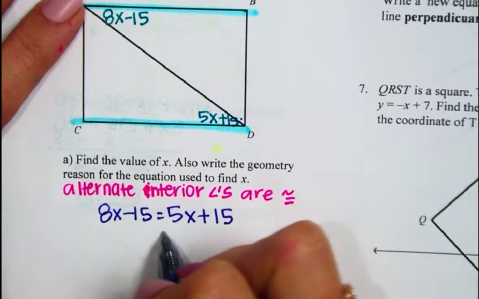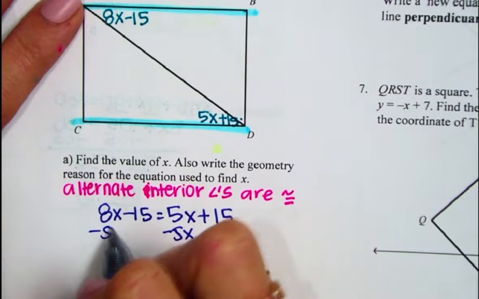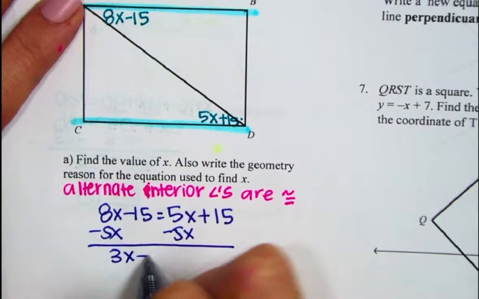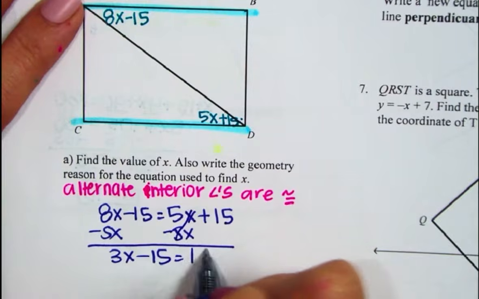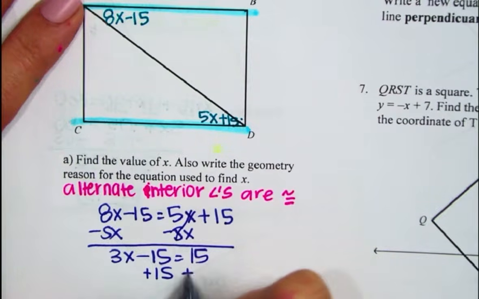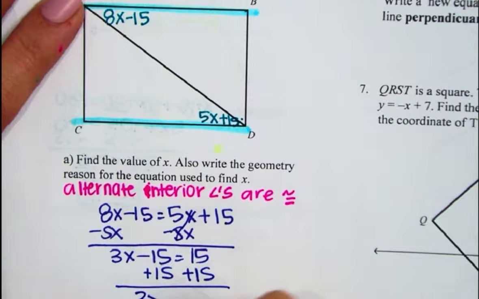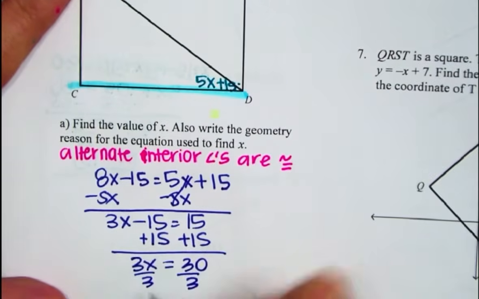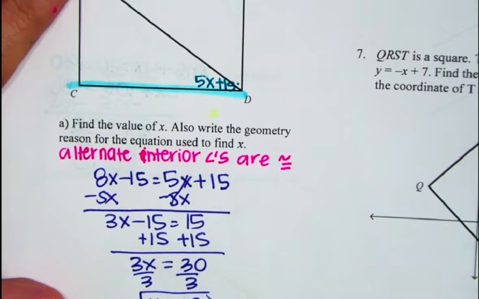And solving for x, go through your steps using your inverse operations. And I get x equals 10 for my value of x.